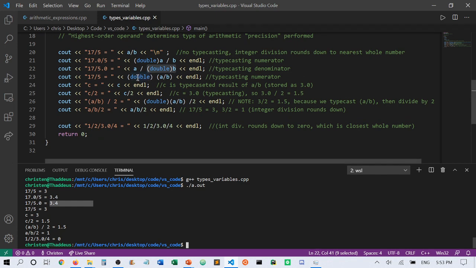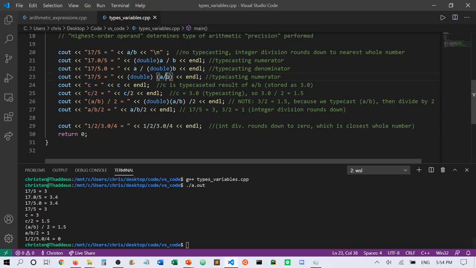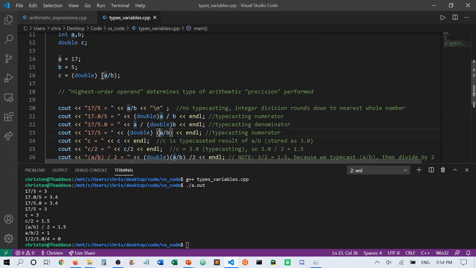Also, notice that if we take A divided by B and typecast the whole expression, what ends up happening is that we get the value of 3.0. It's displayed as 3 here, as well as when we try and print C. So what's happening here is that the integer division of A divided by B is taking precedence over typecasting. So instead of storing 3.4 here, it's storing 3.0 into C. So up above here, C should hold the value of 3.0 because A divided by B takes precedence over the typecasting.